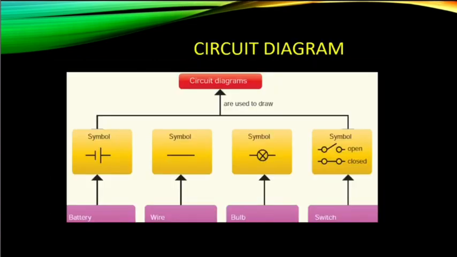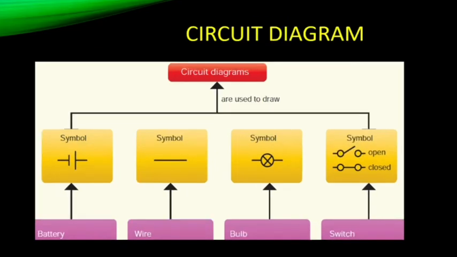Circuit diagram. In a circuit diagram, the following symbols are used to denote the components in a circuit. The first symbol denotes a battery, where the second symbol, that is a longer line, denotes a wire. The third symbol denotes a bulb, and finally the last symbols denote open and closed circuit. That is the switches.